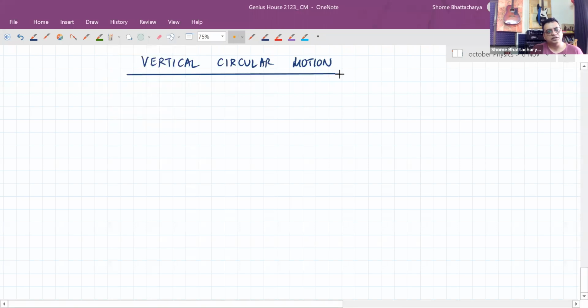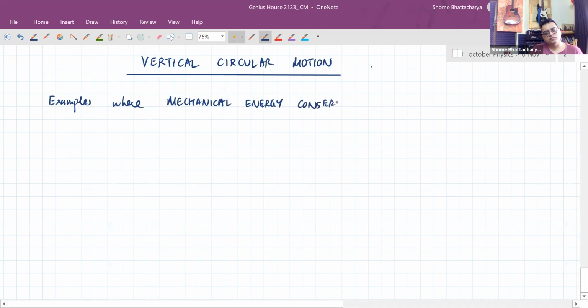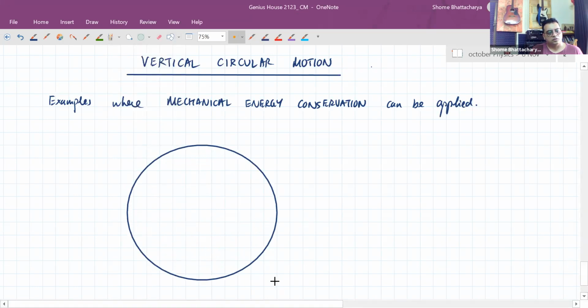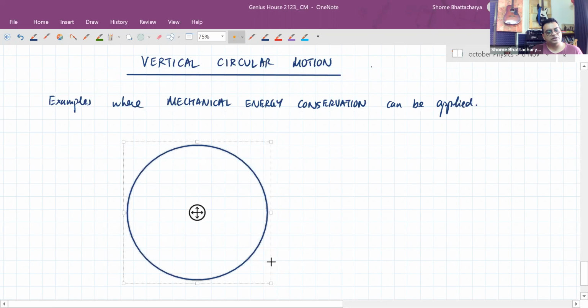So generally speaking, we have situations of vertical circular motion where we are able to apply conservation of mechanical energy. For example, we'll look at situations where mechanical energy conservation can be applied. One example of that could be something like this.